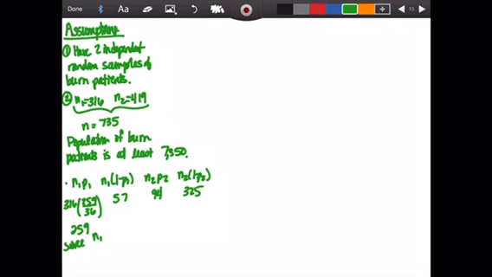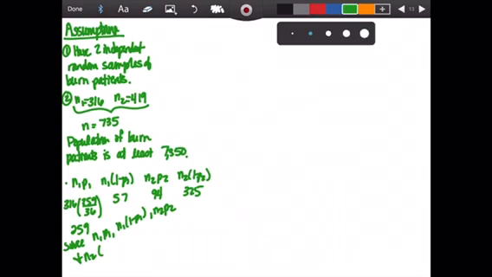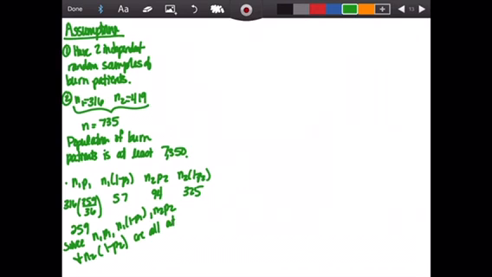So since N1 P1, N1 times 1 minus P1, N2 P2, and N2 times 1 minus P2 are all at least 5, the distribution is approximately normal.